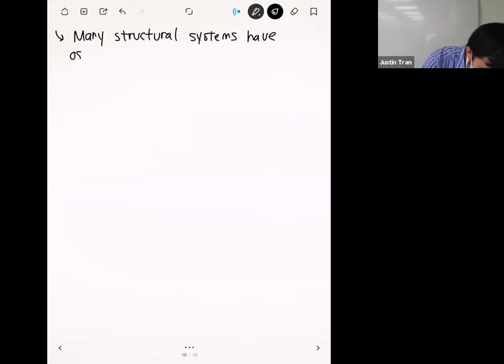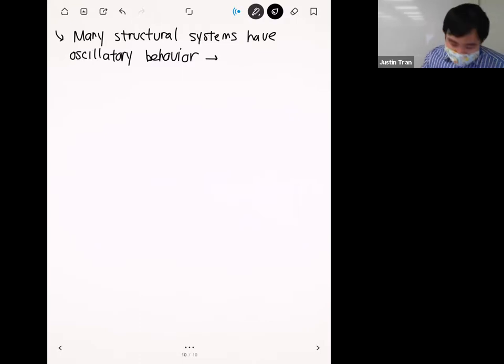Okay, because remember what we talked about before, that a lot of structural systems are going to have that vibration or oscillatory type of behavior. Okay. And so if we have oscillatory behavior, then we know that the oscillations are going to happen at a certain frequency a lot of the times. Okay.